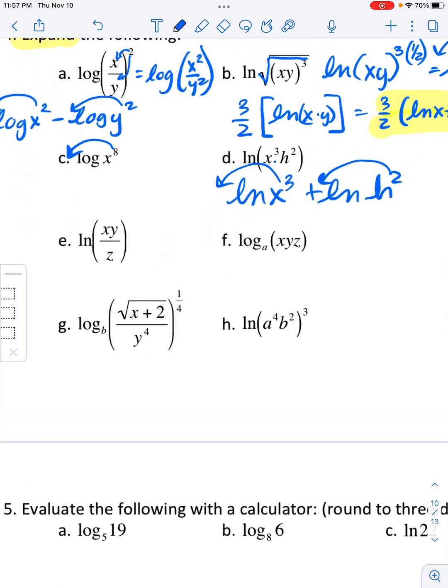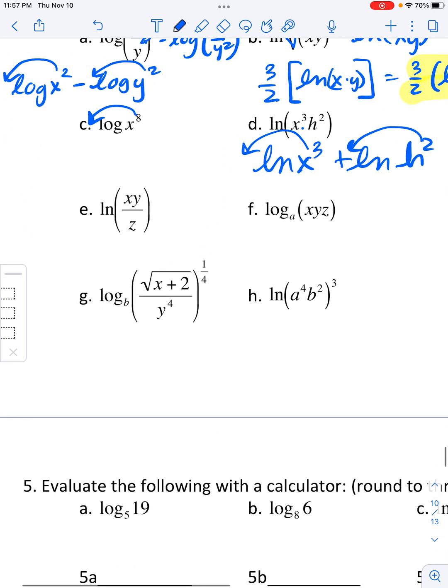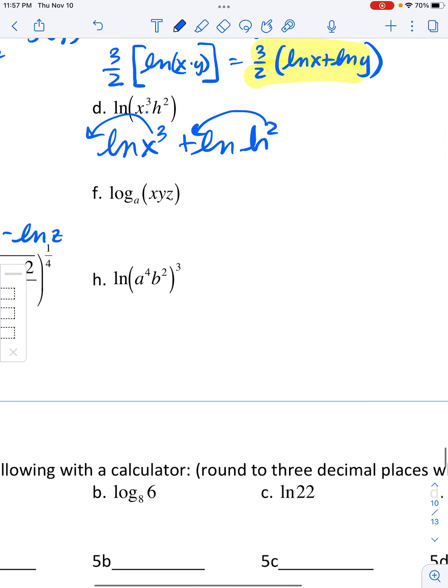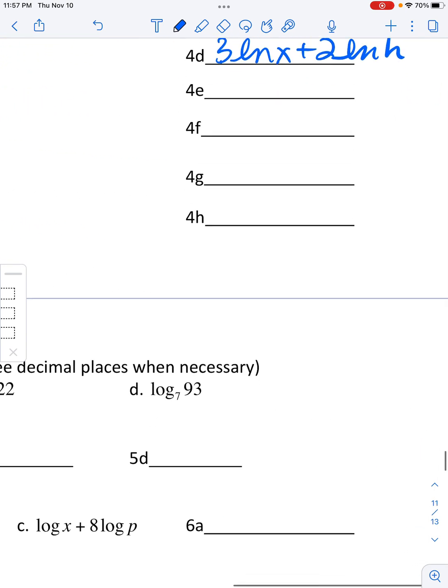Here I have an x and a y and a z. The x and y are on the top. The z is on the bottom. So when I separate them out, I'm going to have x is positive, so that's why it was on top, plus ln y because that was on top, but the z is on the bottom, so that becomes a negative or a subtraction.